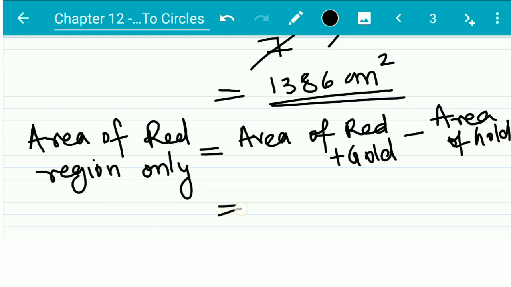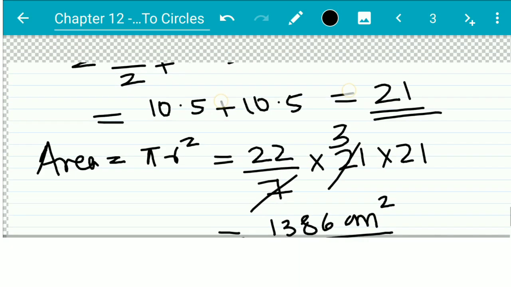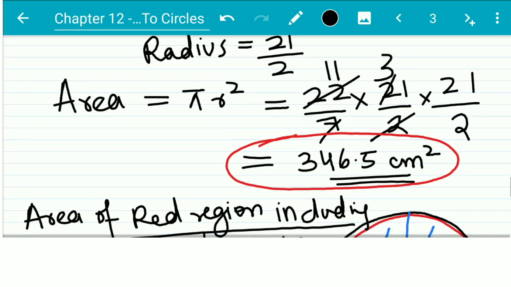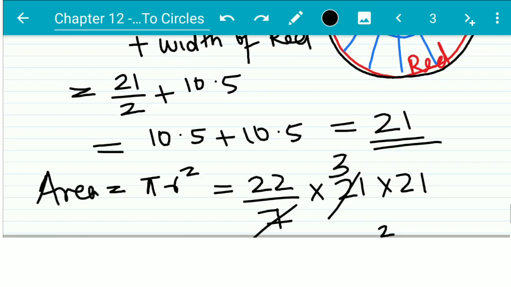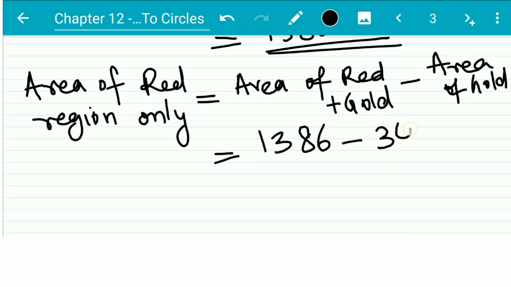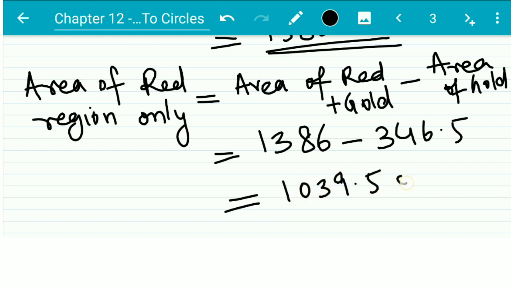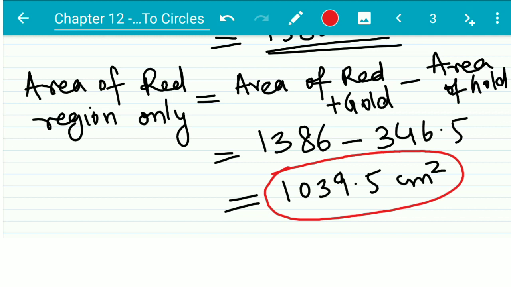Then give the values. What is the area of red plus gold? See here, just now we found 1386 minus area of the gold. Look back, what was the area of the gold? See here, area of the gold is 346.5 centimeter square. So right here, 346.5. Do this, subtract 346.5 from 1386. You will be getting 1039.5 centimeter square. Actually this is the answer of area of the red region. Same way you need to find the area of blue, black and white.